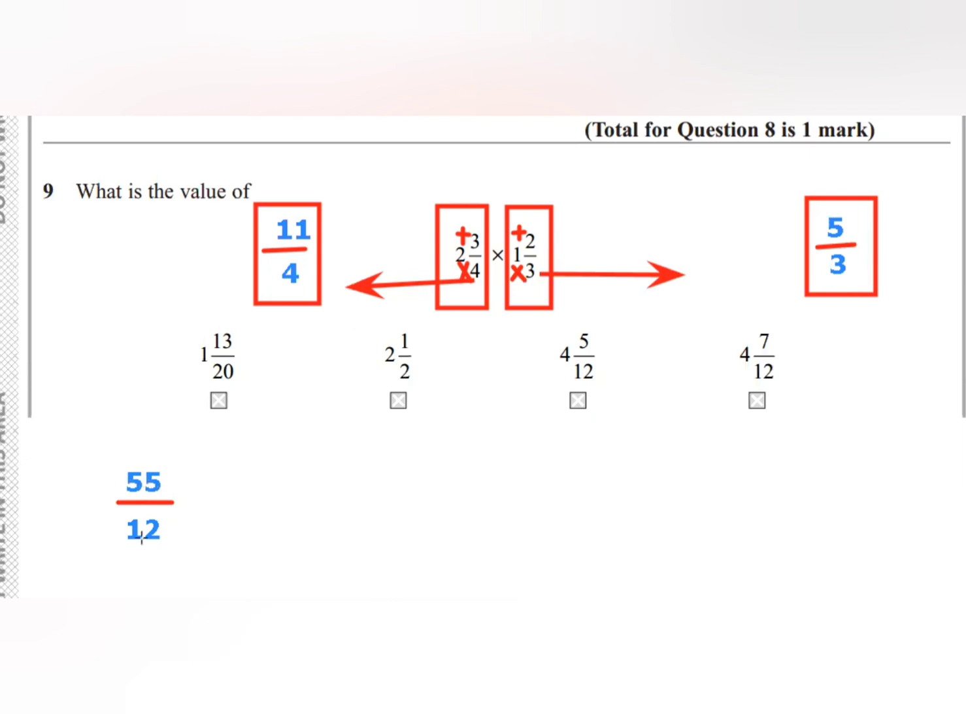Now 55 divided by 12. How do you turn an improper fraction into a mixed number? We're going to do the opposite of this method. Now we're going to turn it into a mixed number. A mixed number is a number like this, which has a whole number, a numerator and a denominator.